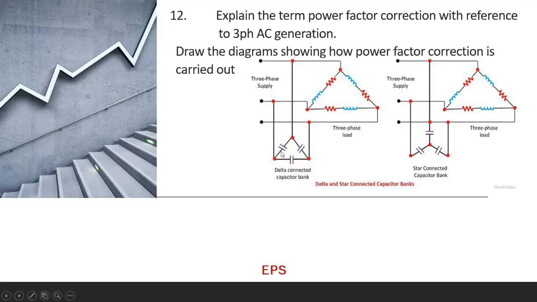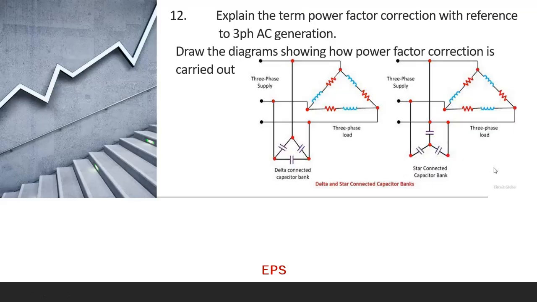Now, all you have to do is place capacitors across the delta connection and place capacitors across the star connection. It's a very simple drawing. So three lines, L1, L2, L3, and a capacitor across each branch. Same with the delta, and don't forget to label it as delta and star.